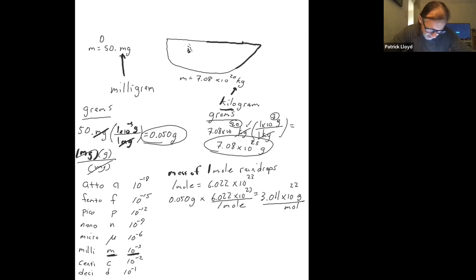Now, let's ask the following question. Part 2, sorry, let me read it again. How many moles of raindrops are in the Pacific Ocean? By the way, it says to round it to 2 significant digits.